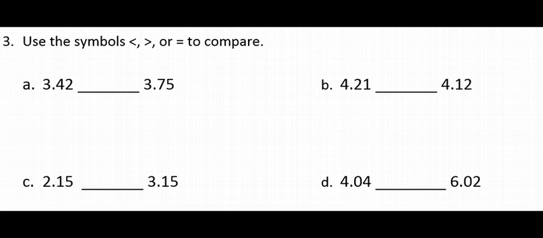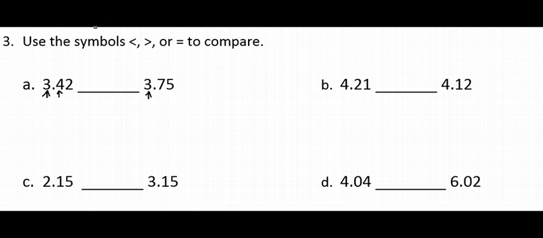In the next section, we're going to make these same types of comparisons without the use of area models or number lines. For my first problem, I'm comparing 3 and 42 hundredths to 3 and 75 hundredths. I'm going to start by comparing their whole numbers first. They both have 3 for their whole numbers. So now I'm going to move to my tenths.